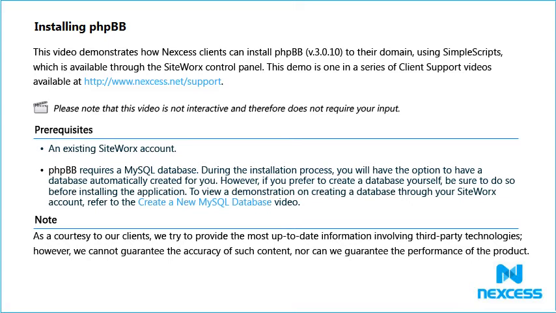In order to install phpBB, you must have an existing SiteWorks account. Also, the application requires a MySQL database. You can choose to have a database automatically created for you during the installation process, or if you would prefer to create the database yourself, be sure to do so before installing this application and make note of the database and database user information, as you will need to specify these during the installation process.